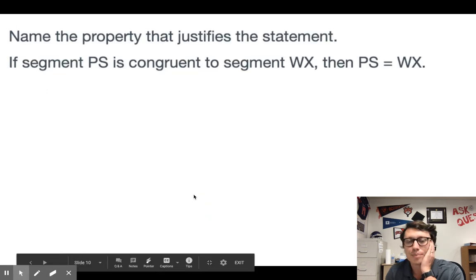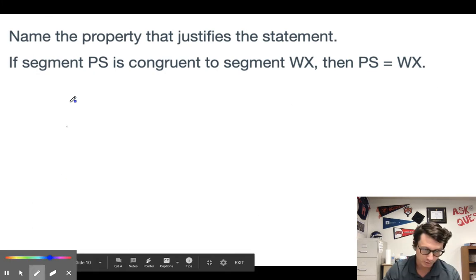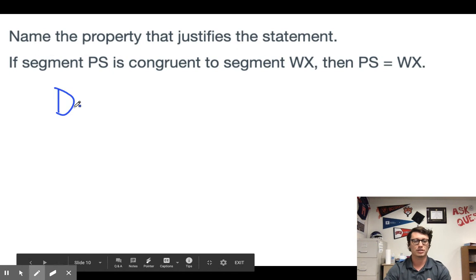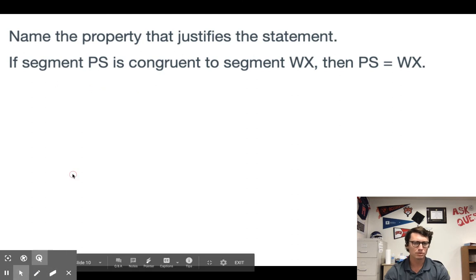Okay. Name the property that justifies the statement. If PS is congruent to segment WX, then we can conclude that PS is equal to WX. Notice we have changed from congruent to equals. Whenever we change from congruent to equals, that's the definition of congruency. I want to say that might be it.